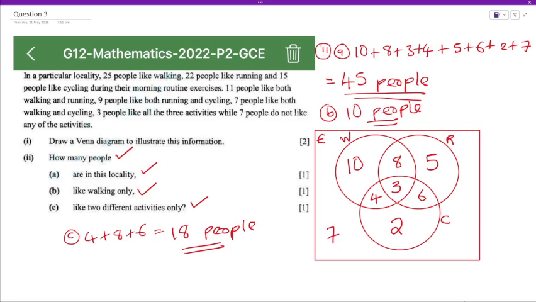Mathematics, like I always say, is a practical subject. If you're not practicing, you're not going to become any good. You might fail again. So start practicing now. If you've not been practicing, start practicing.